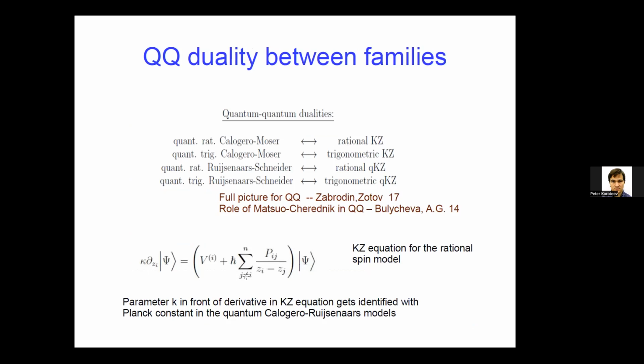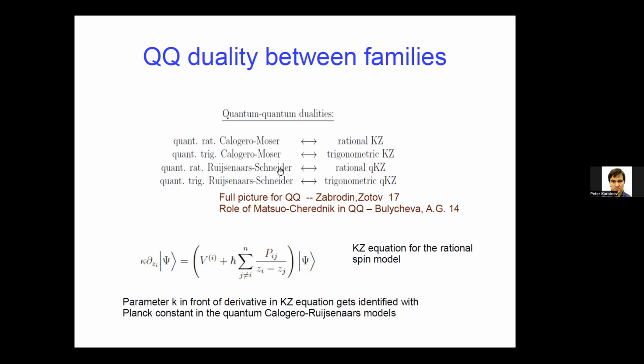However, this duality can be generalized, and just this generalization will be the most important for me when I consider the relation with quantum probability. We introduced the Planck constant at the Calogero-Moser side, and the question is, what is the counterpart of the quantum Calogero-Moser or quantum Ruijsenaars-Schneider model at the spin chain side? It turns out that the corresponding duality relates the wave function of the Calogero-Moser or Ruijsenaars-Schneider model and the solution to the Knizhnik-Zamolodchikov or quantum Knizhnik-Zamolodchikov equation at the spin chain side, supplemented by the additional Matsuo-Cherednik projection.